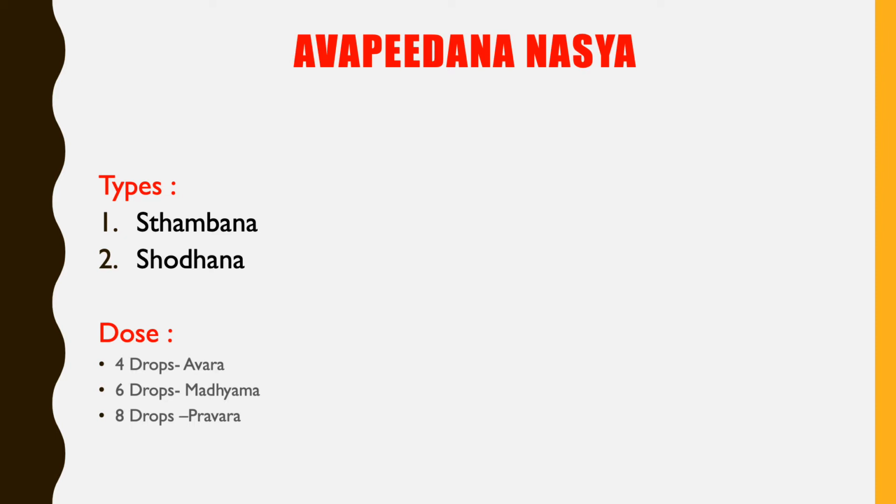Second one is Avpidan Nasya. This is a procedure by which the extract of the pulp of fresh medicated leaves is poured in the nostril, known as Avpidan Nasya. Avpidan Nasya is also further divided into two types. First one is Sthaman Nasya, second one is Shodhan Nasya. The dose of Avpidan Nasya in Avar Matra is 4 drops in each nostril. In Madhyam Matra, there are 6 drops in each nostril and 8 drops in Pravar Matra.